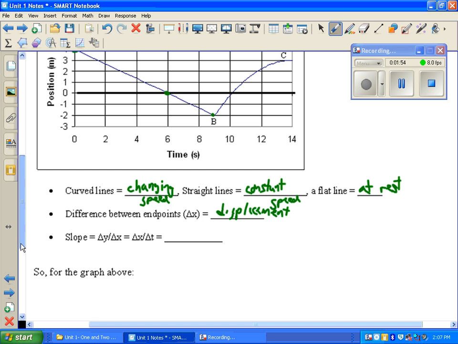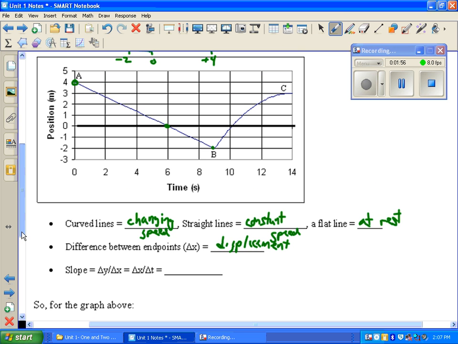And then the slope is change in y over change in x from math class, but in this case, on our y-axis we have position, or x. On our x-axis we have time. So change in y over change in x becomes change in x over change in t. That should look familiar to us. That is average velocity.